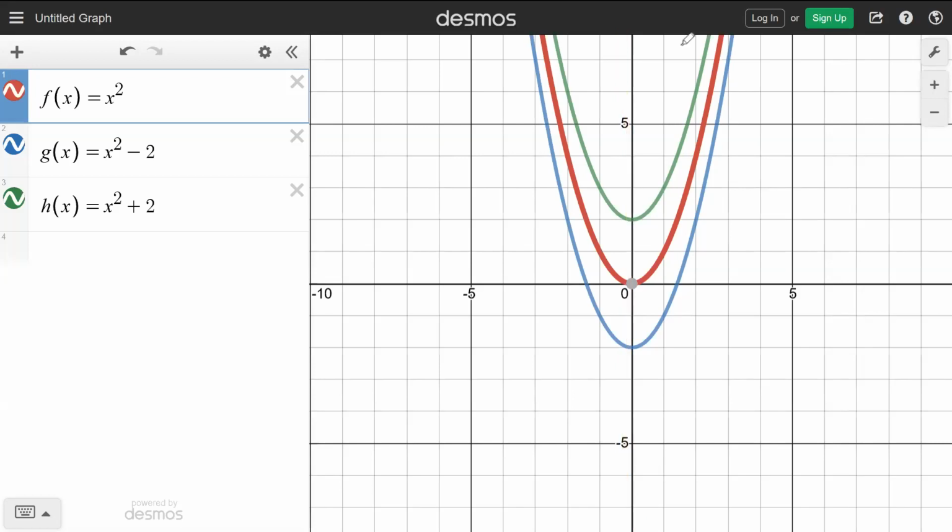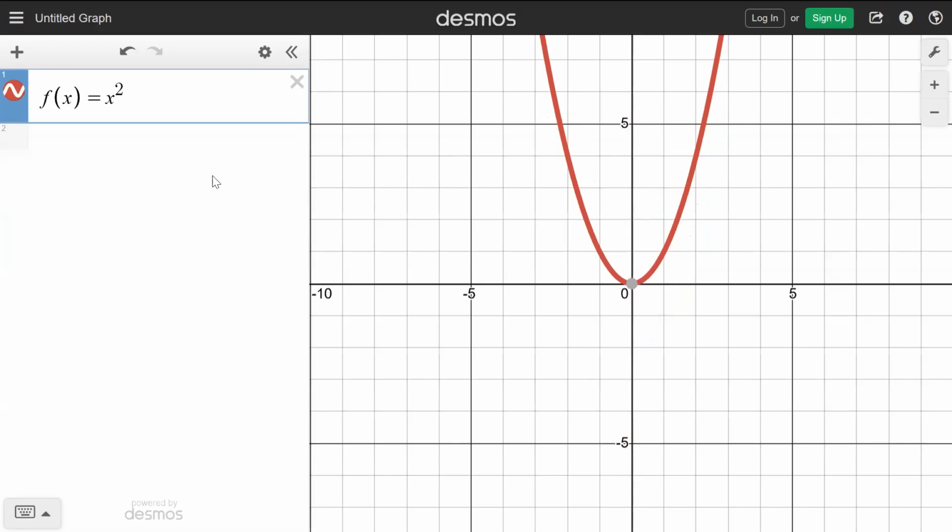Okay, so I'm going to clear these extra ones out now, so we're back to just our f of x equals x squared. And now we're going to do some transformations where we add or subtract a number, but this time we're going to do it on the inside of the squared term.